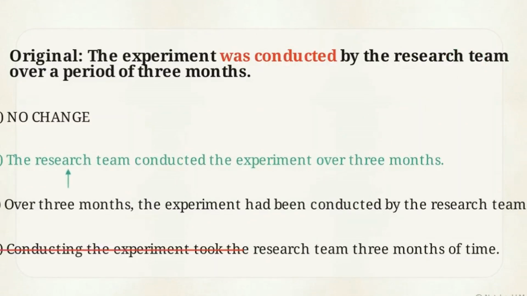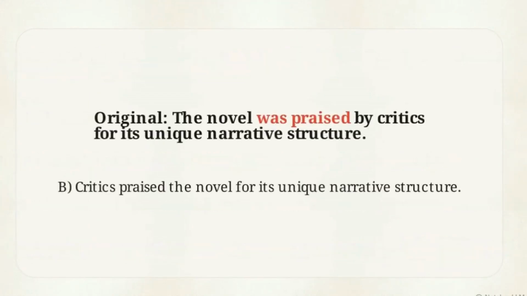But watch for the trap. Option D removes the passive voice, but it adds unnecessary wordiness by using the phrase "3 months of time" instead of just "3 months." Let's test this again with a question about critics praising a novel. Option B applies the same logic. It moves the critics to the front and simplifies the verb.